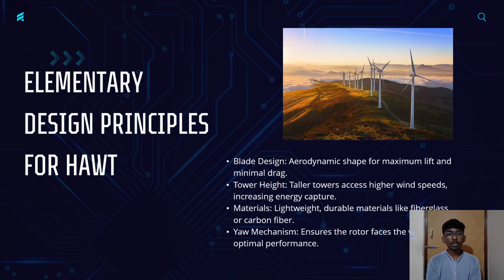Elementary design principles for HAWT. Blade design: aerodynamic shape for maximum lift and minimal drag. Tower height: taller towers access higher wind speeds, increasing energy capture. Materials: lightweight, durable materials like fiberglass or carbon fiber are used. Yaw mechanism is used for rotor rotation and how the rotor functions.